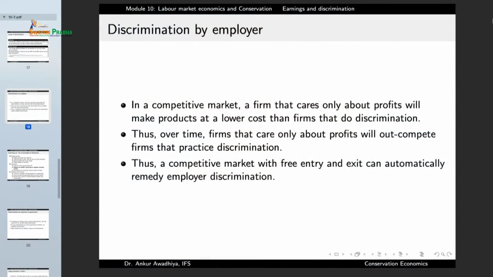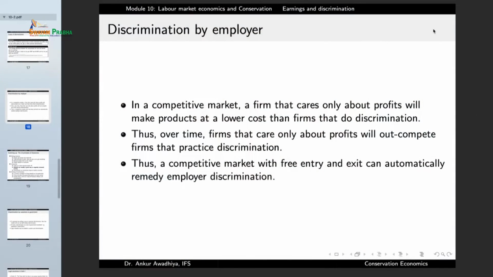So over time, the firms that care only about profits will outcompete the firms that practice discrimination. And thus, a competitive market with free entry and exit can automatically remedy employer discrimination, which tells us that in the free market, if there is free entry and free exit, which means that any firm that is able to produce goods at a cheaper price and at a better quality is able to enter into the market. So in that case, the firms that are not doing any discrimination because they are having the best workers will make cheaper products with good quality. They will outcompete those that are doing discrimination.